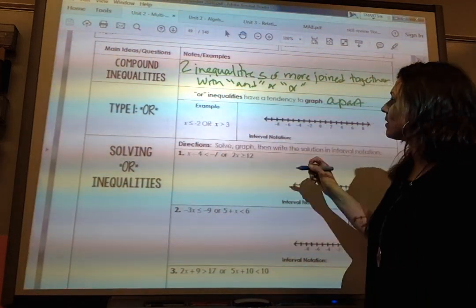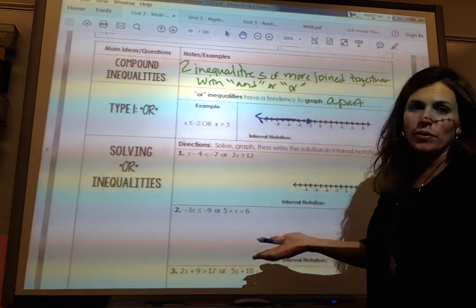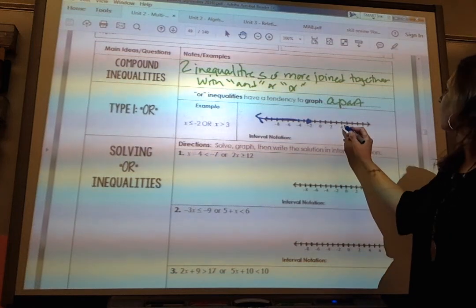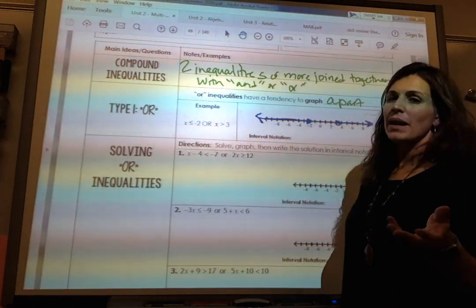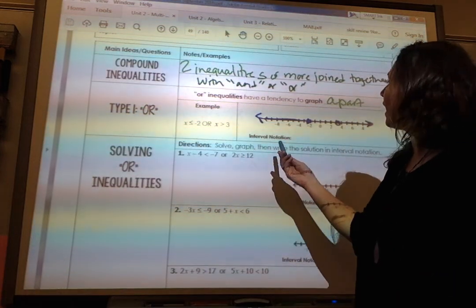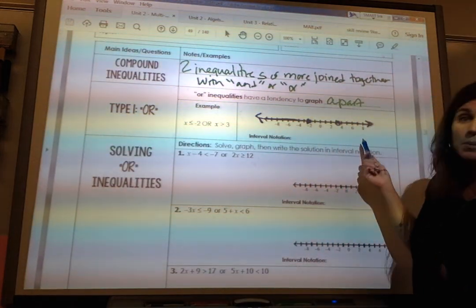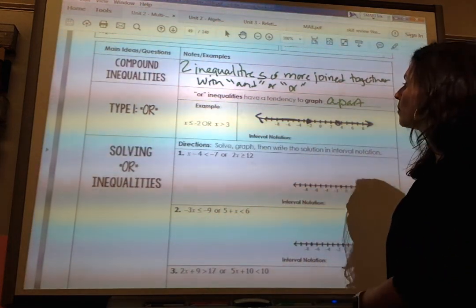So for an or statement, all it is, I'm going to graph them. Here's negative 2. It says x is less than or equal to negative 2. So there I go, I've graphed that before. But now I have another one. It says or x is greater than 3. So that means my value can be negative 7, and my value can be positive 7. I can have two separate solutions that fit whatever type of problem this is.